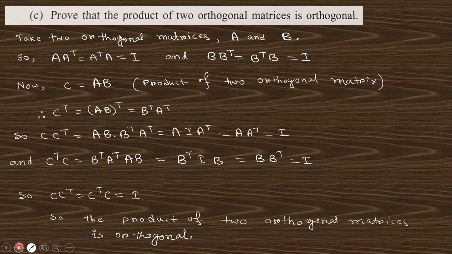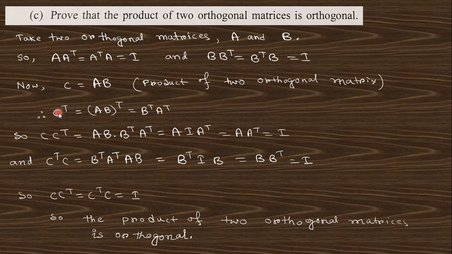Go to the next question. Prove that the product of two orthogonal matrices is orthogonal. If A and B are orthogonal matrices, then A times A transpose, and A transpose times A, gives I, the identity matrix, and similarly B B transpose and B transpose B give the identity matrix. Now their product AB, we can call C.